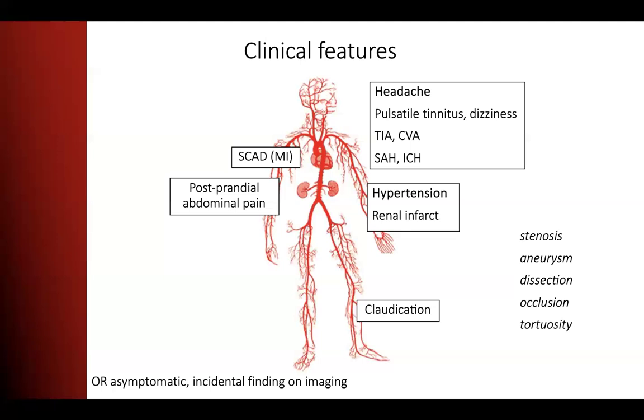FMD can also affect the abdominal arteries, causing postprandial abdominal pain, or the extremities, causing claudications. And of course, this can also be an asymptomatic incidental finding that gets picked up on imaging that was done for another reason.